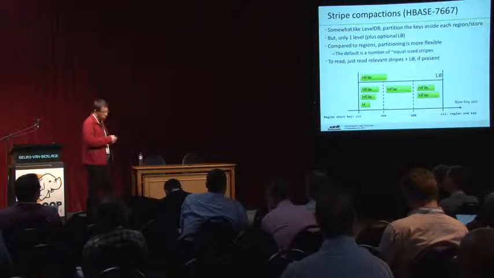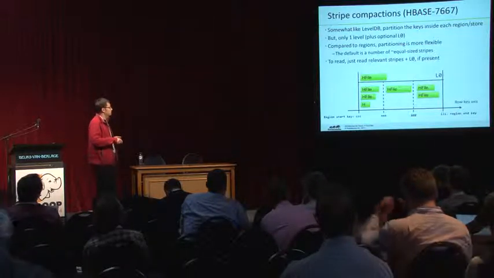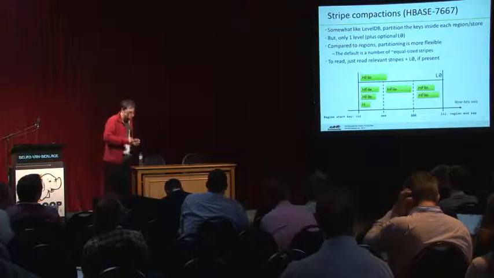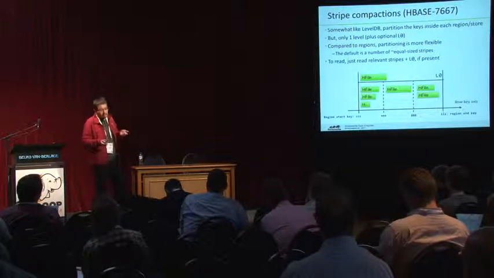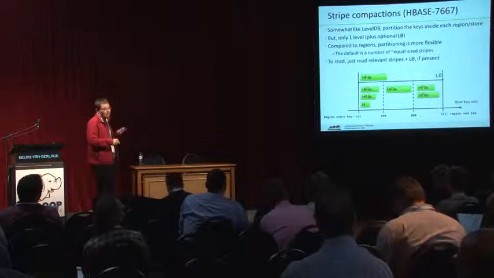within a region. As you know, a region has a definite range, right? So let's say this region ranges from CCC to III, right? And normally in other compaction schemes, what you have is that all the files would basically contain the data from CCC to III, right?